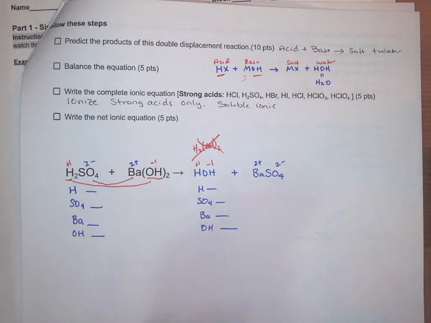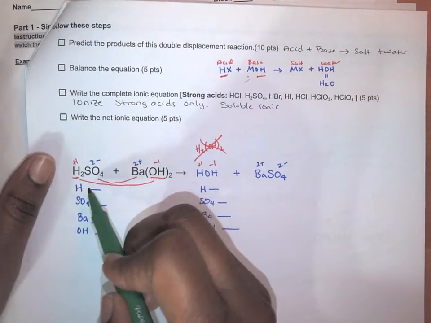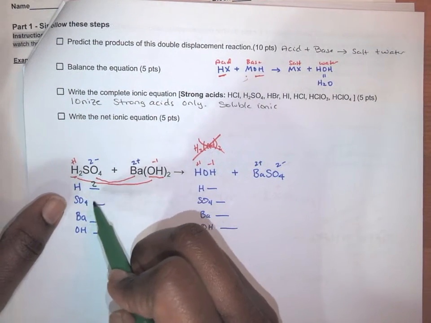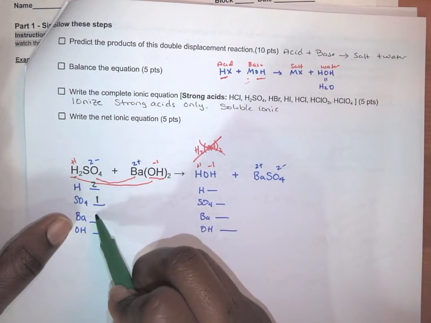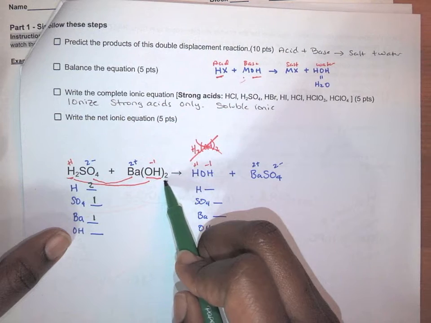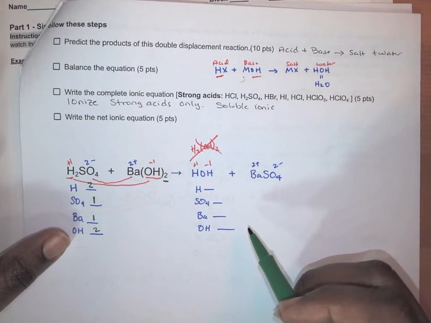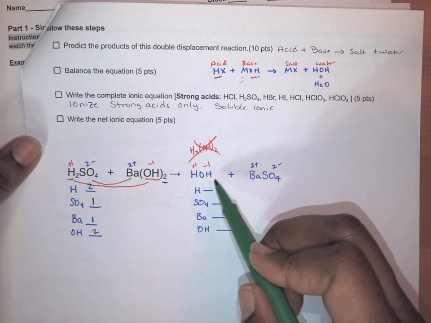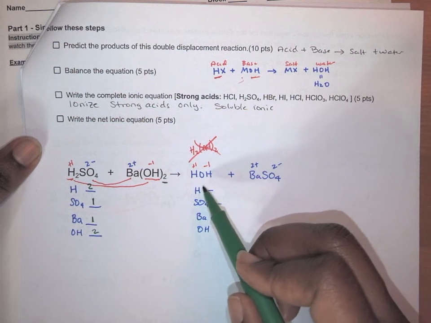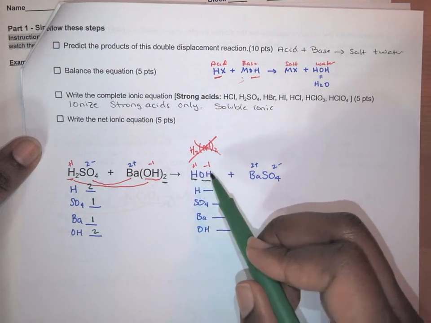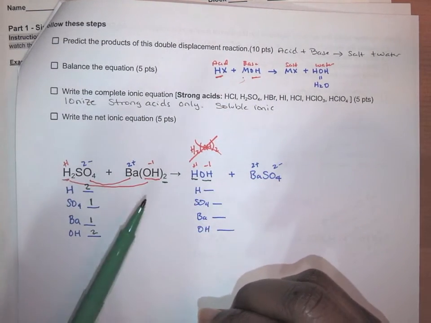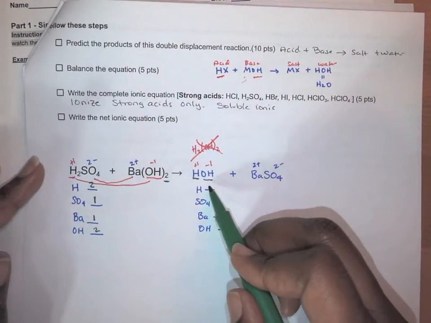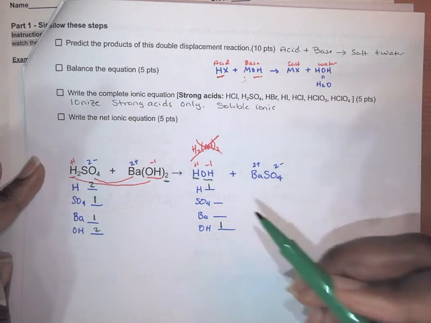All right, now that we've done that, we are going to balance this. On this side, we have two hydrogens, one sulfate, one barium, and, using the two outside the parentheses, two hydroxides. Now here, some people look at this, especially if you write it as H2O, and may think, oh, we have two hydrogens. Remember, this is split into two pieces, the H plus from the acid and the OH minus from the base. So we technically have one H and one OH.